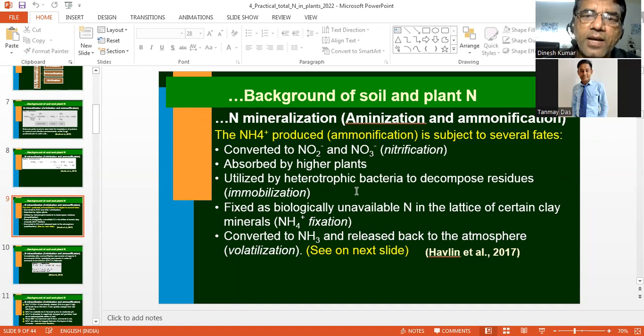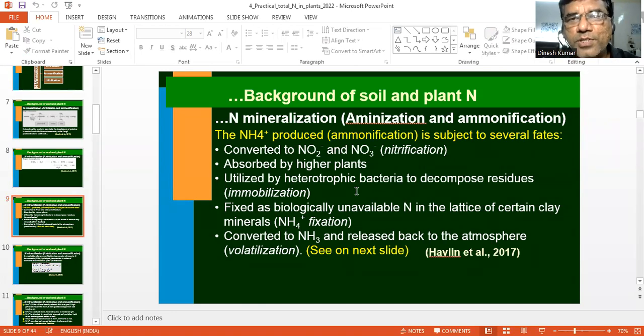So some bacteria can also consume this ammonical form available in the soil, and it is immobilization, means ammonia is just released through the process of mineralization, but it can be further consumed back by heterotrophic bacteria, which is your immobilization. Immobilization can also happen. And some may be fixed as biologically unavailable nitrogen in the lattice of certain clay minerals, which is known as ammonium fixation. Ammonium fixation can happen, and then other route is that it can be converted to ammonia and released back to the atmosphere by the process of volatilization.